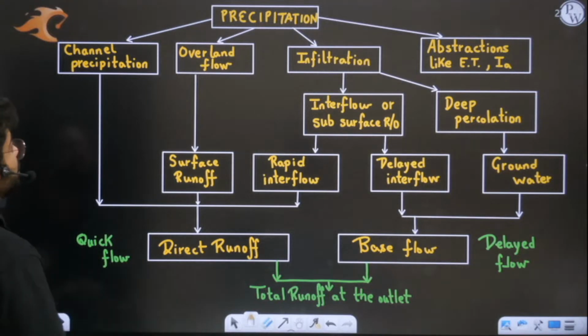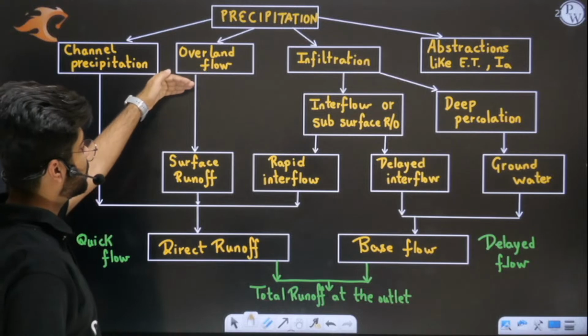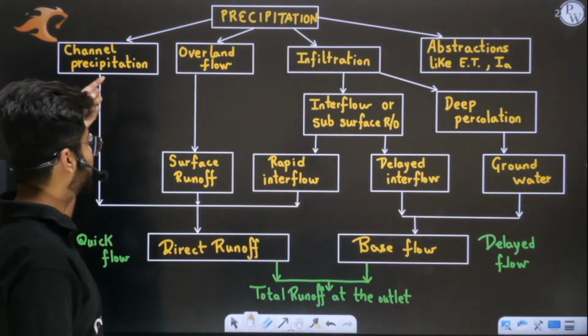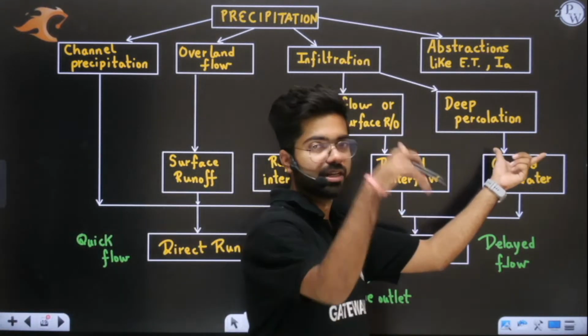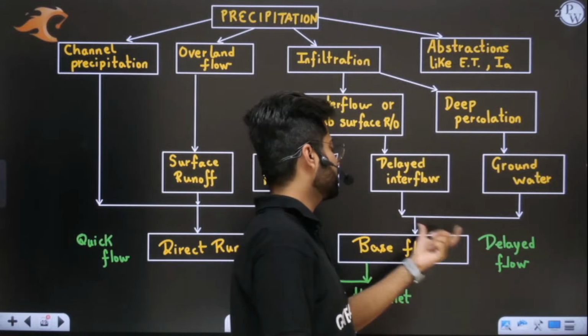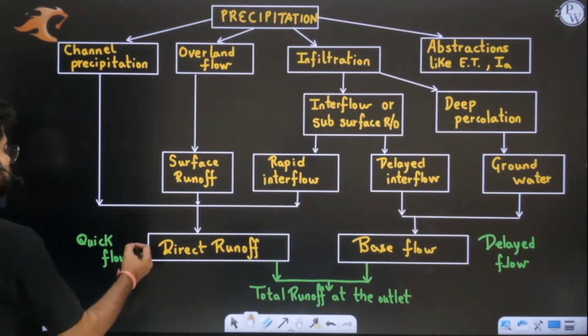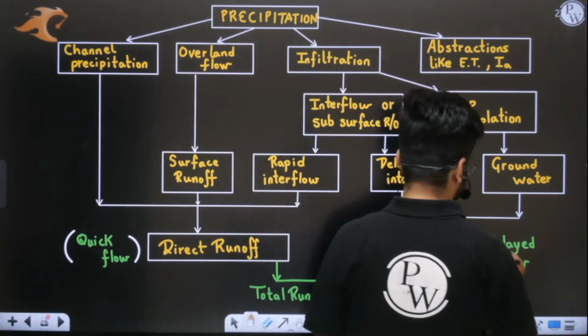So this is the ultimate table. Water which is falling over the channel, water which is coming from the surface over the land, and some part of interflow are quick enough. These three are quick enough. But some part of the interflow and the part which is going deep down into the groundwater are generally slow. So base flow and quick direct runoff are the two components. I hope these are clear to you. Okay, now we'll move ahead.